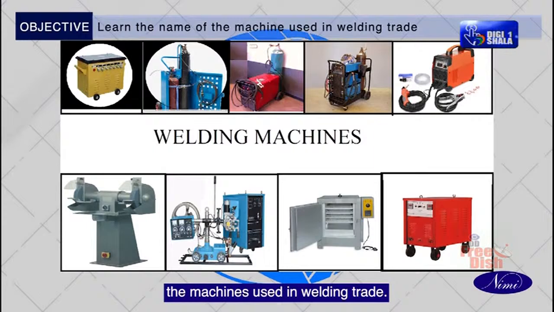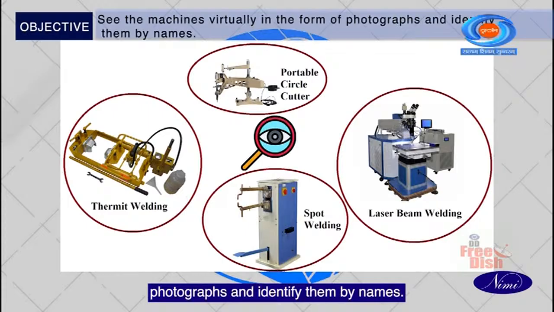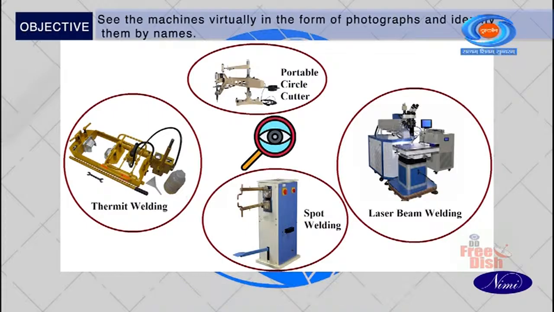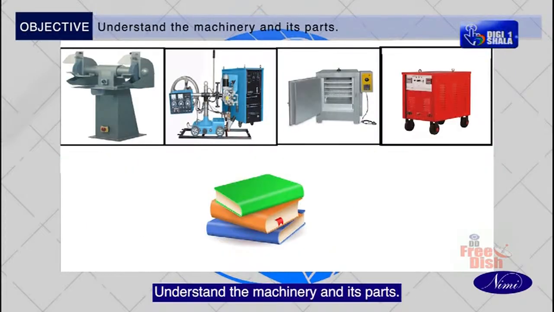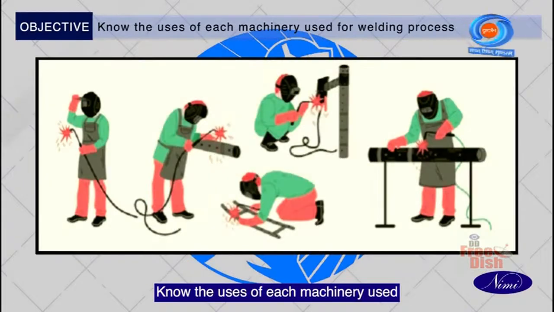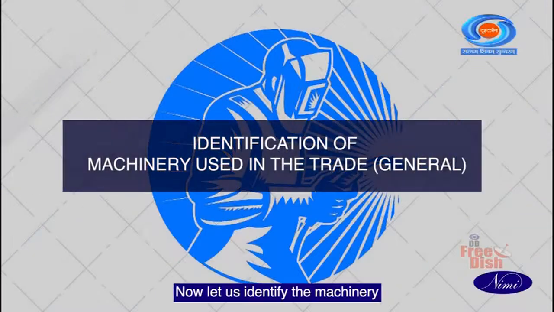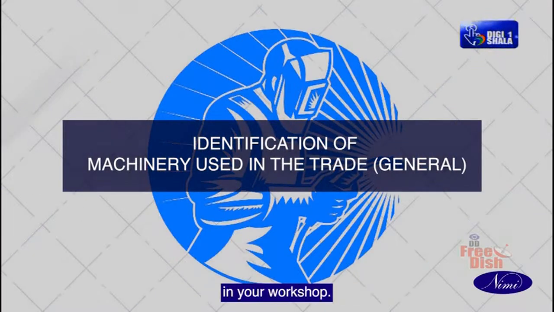in welding trade. See the machines virtually in the form of photographs and identify them by names. Understand the machinery and its parts. Know the uses of each machinery used for welding process. Now let us identify the machinery in your workshop.